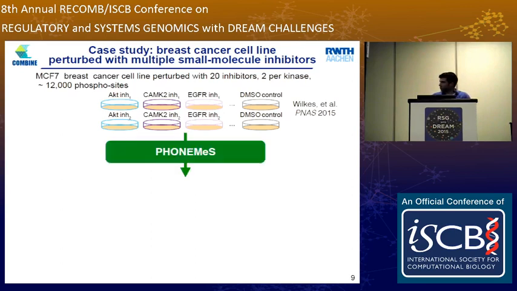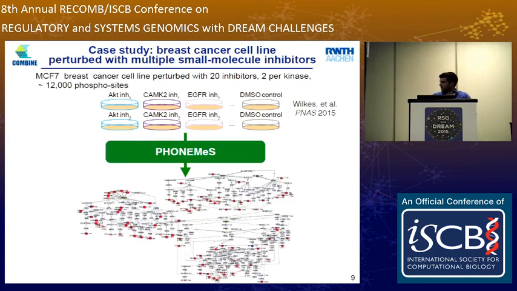And then what we did is take this data and run it through the pipeline I just described and obtain a very large network. This is even only a small part of it, which covers all of these changes in the phosphoproteome under all of these different conditions. And now the question is: is this useful in the sense of learning new biology?